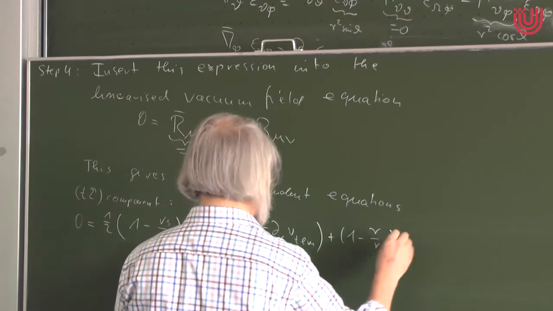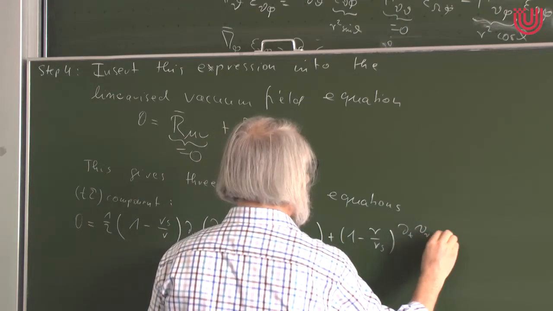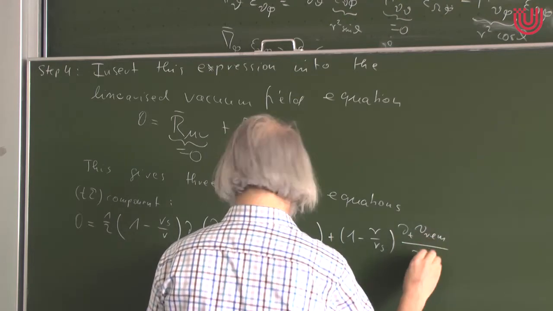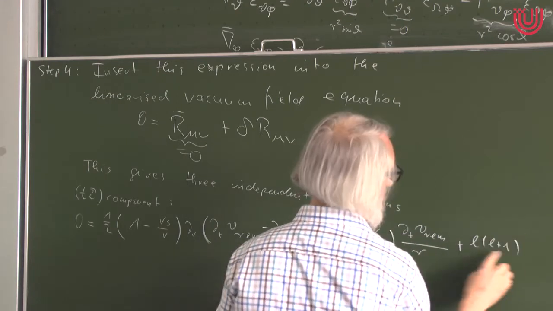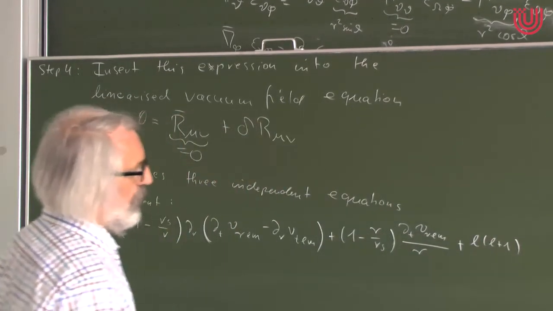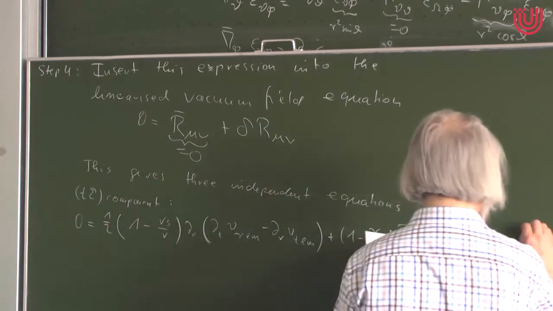That's actually the worst of the 3 equations. The first one, dt V_rlm over r, plus l times (l plus 1). This comes from the eigenvalue equations of the Y_lm, right? This famous l times (l plus 1) factor.